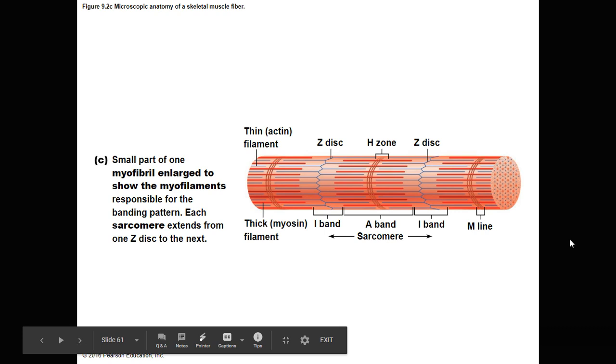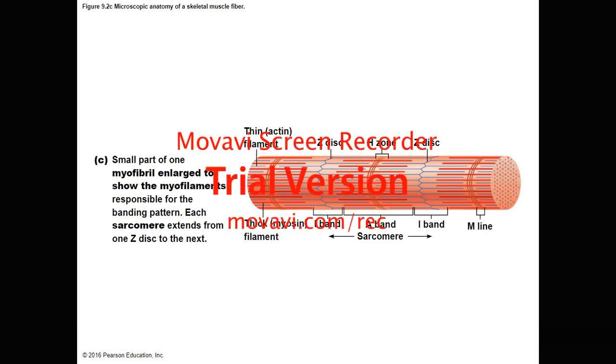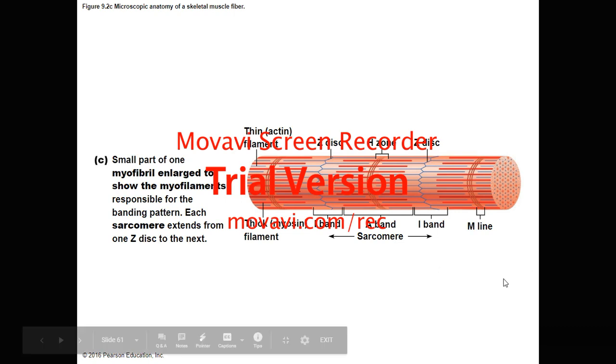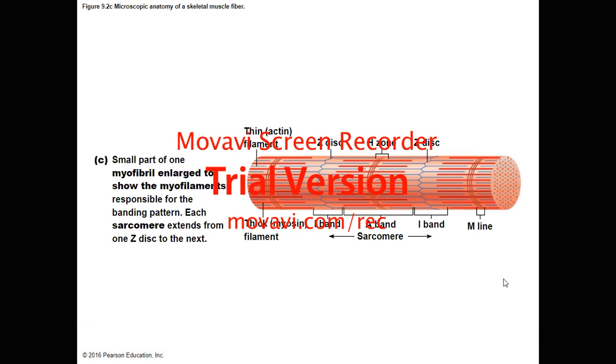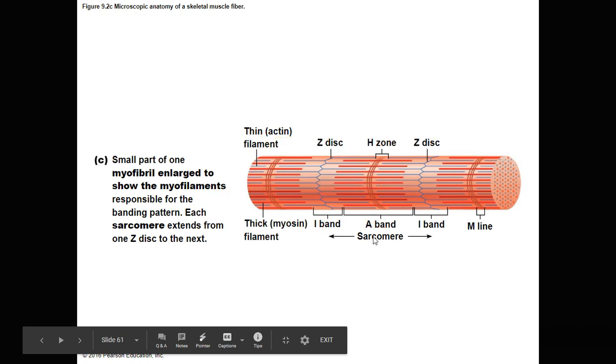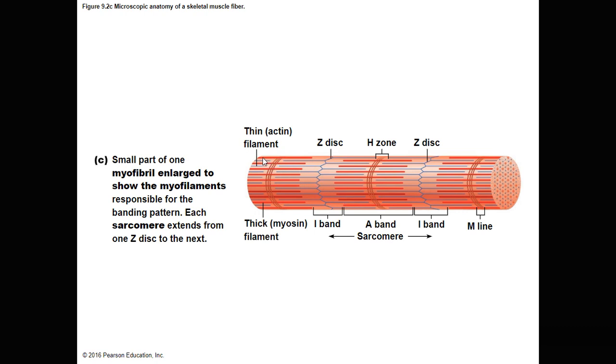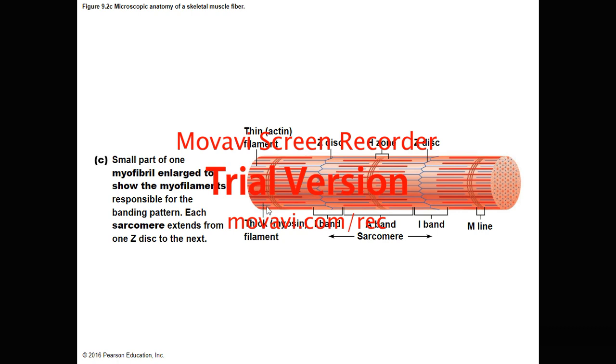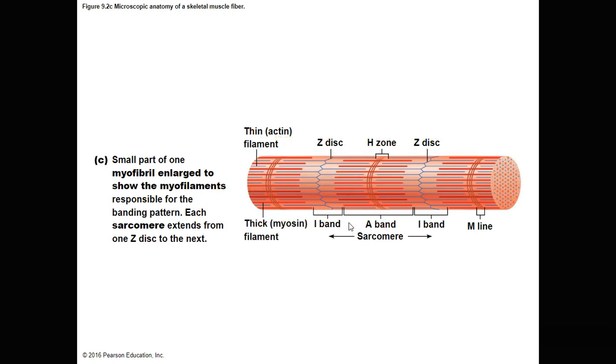All right, so this is a figure of a myofibril so that you can see the myofilaments. We've already talked about the A band, which is the dark band. On this figure, the thin filaments are blue and the thick filaments are red. You can see right here, this is the sarcomere, and it consists of an A band flanked by half of an I band on both sides.